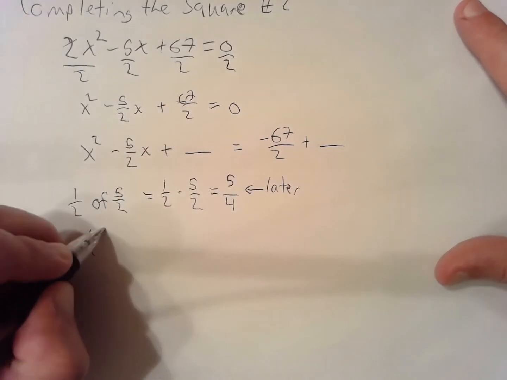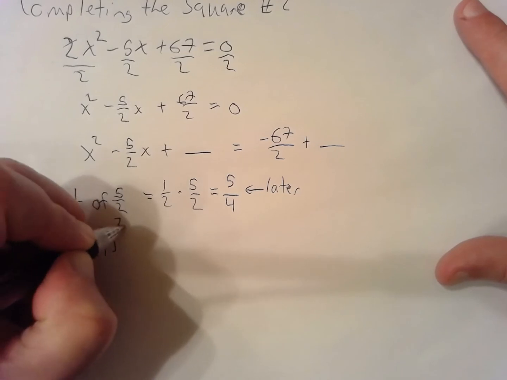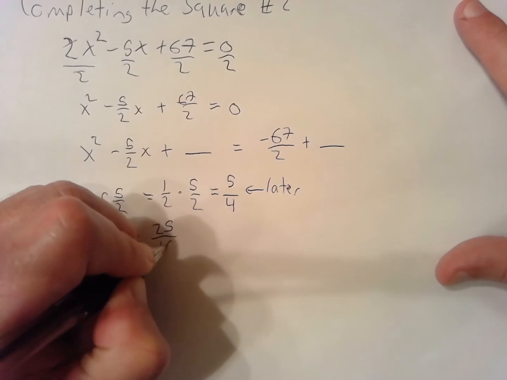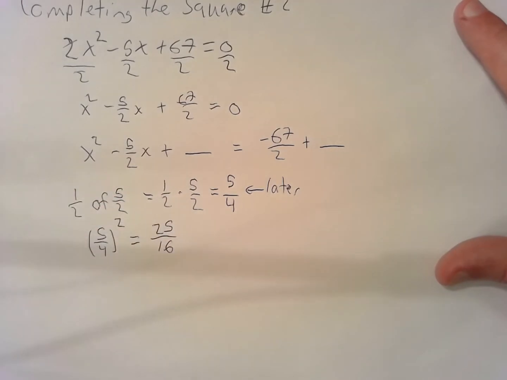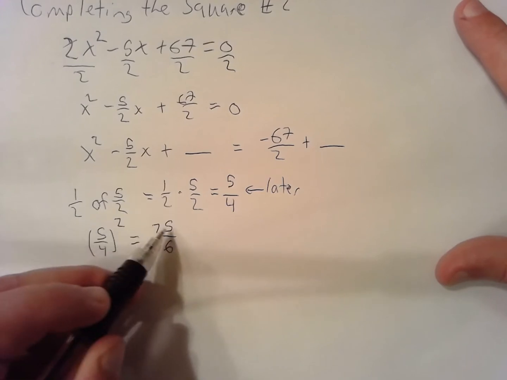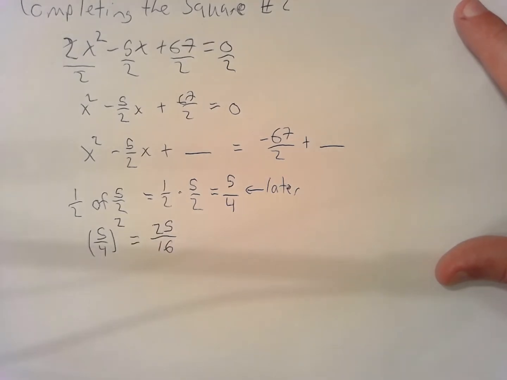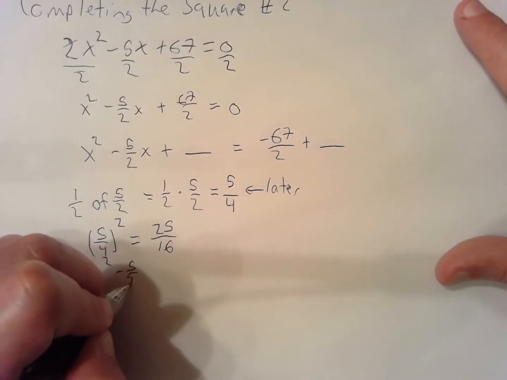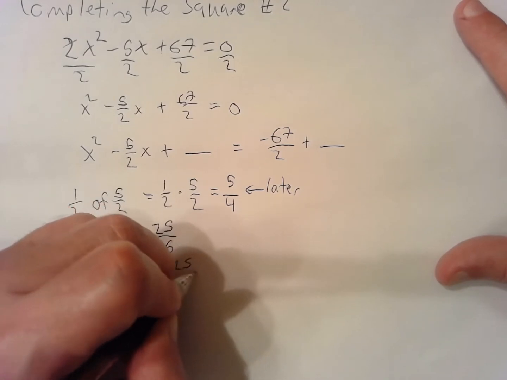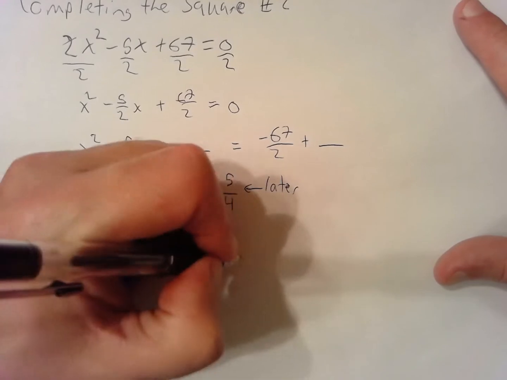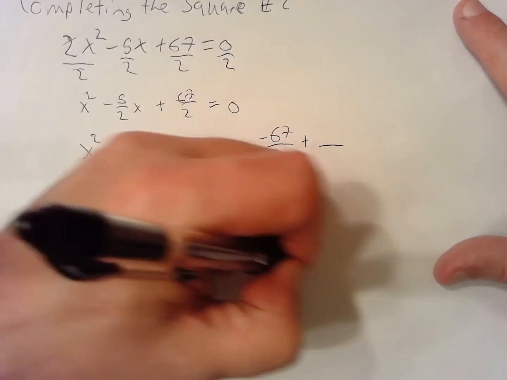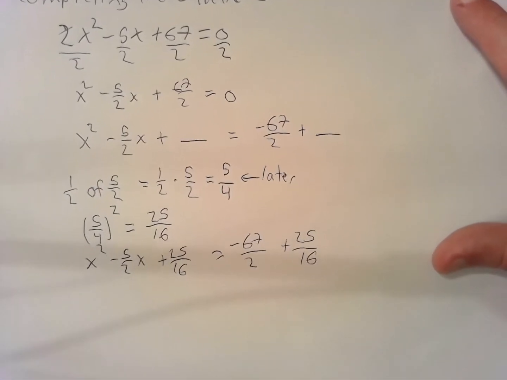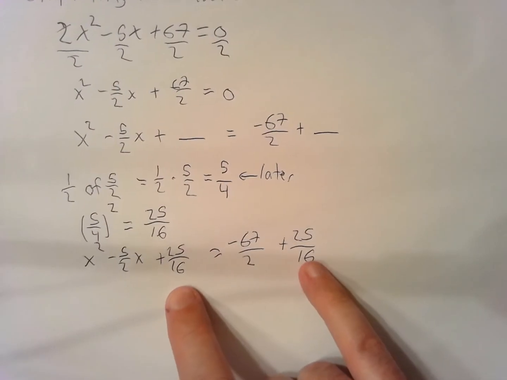Now I take that and square it. How do you square a fraction? You square the top and square the bottom. So 5 squared is 25, 4 squared is 16. That's what's going to go in the blank. So we get x squared minus 5 halves x plus 25 over 16 equals negative 67 over 2 plus 25 over 16. Make sure you add that to both sides.